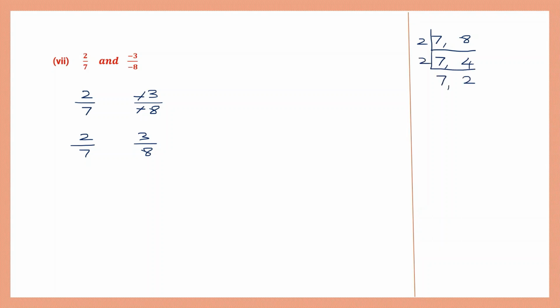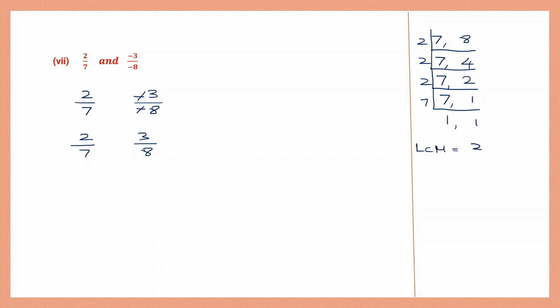Question 7. Here we have 2 by 7 and minus 3 by minus 8. So the first rational number is 2 by 7. Second one, minus 3 by minus 8. Now the minus sign will get cancelled and that becomes 3 by 8. So we have 2 by 7 and 3 by 8. So let's find the LCM of 7 and 8. So here, let's start with 2. 7, 2 4s are 8. Continue with 2. I bring down 7, 2 2s are 4. Continue with 2 again. Bring down 7, 2 1s are 2. Now I can use 7, 1 and 1.